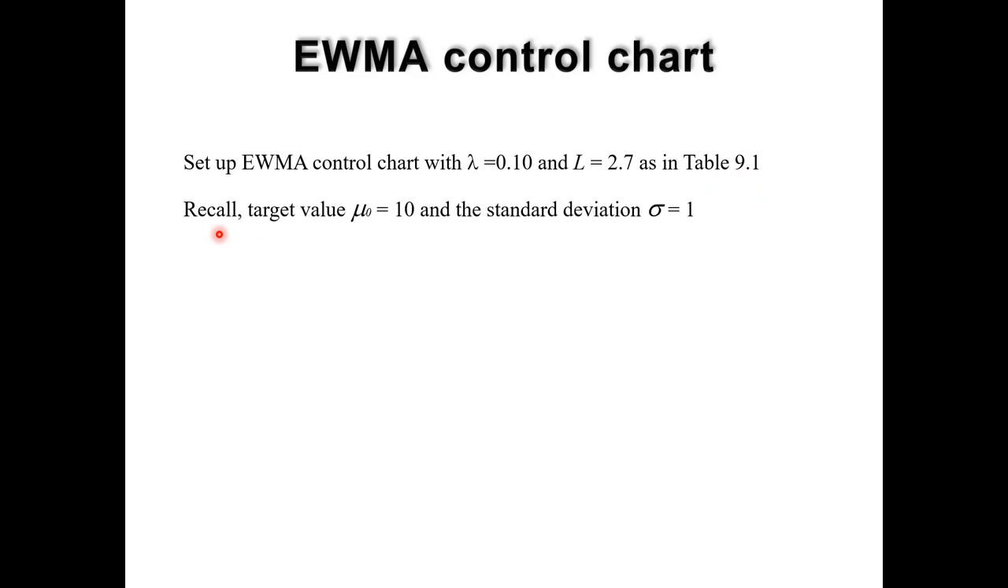Recall that the target value or the population mean mu naught is equal to 10 and the standard deviation sigma equals 1. Again, I have to emphasize that these two values normally are estimated from the phase 1 control chart, and in most cases in phase 1 we use either the individual measurement control chart or the Shewhart control chart, depending on the type of data set that we have.